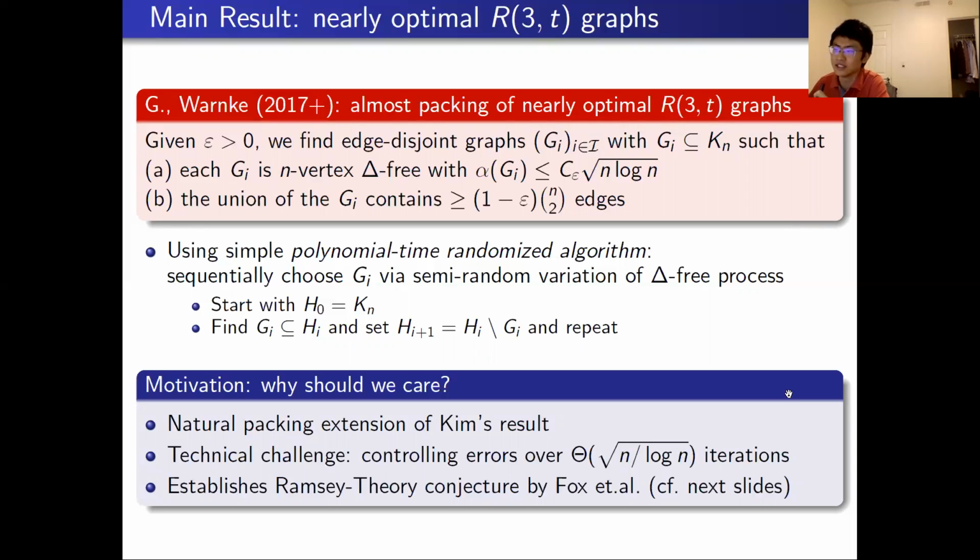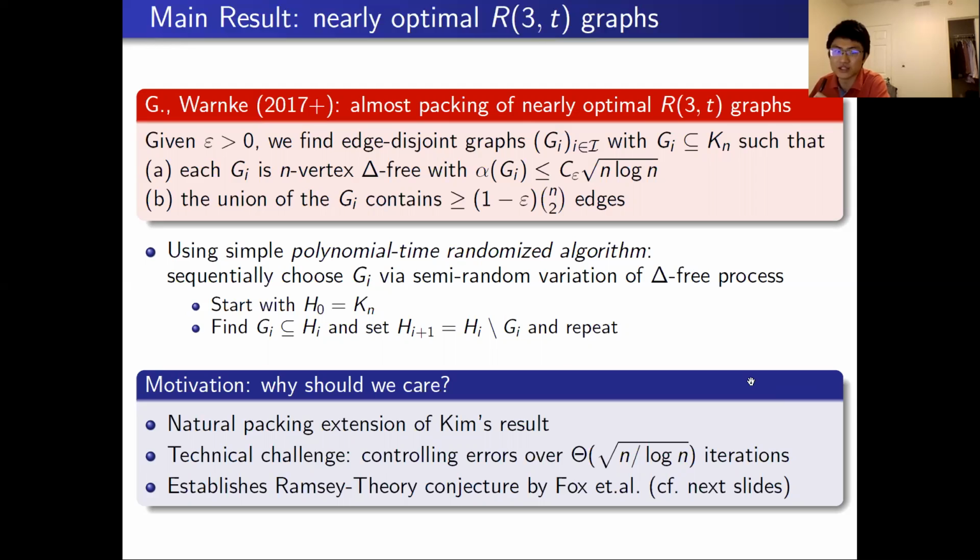So first of all, if we are interested in packing problems, then you know that packing in random discrete structures has been a recent trend. And usually one packs fixed objects, such as triangles, Hamilton cycles, or matchings. Here we consider a variation where we pack objects with similar properties, since they are triangle free and with controlled independence number. Therefore, our result can be viewed as a natural packing extension of Kim's result.